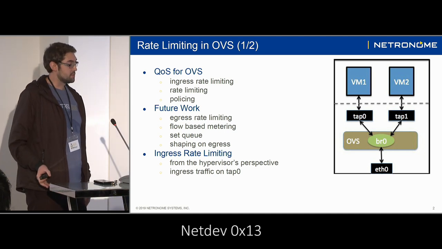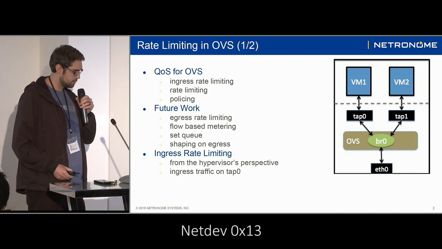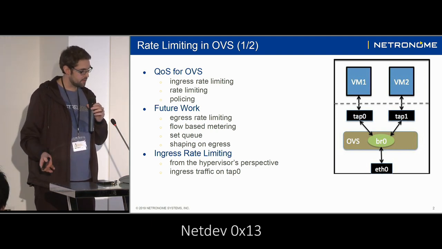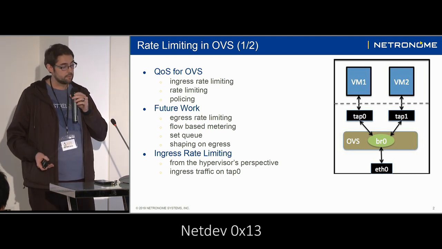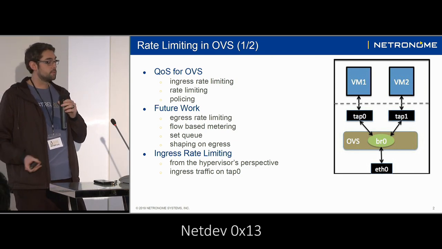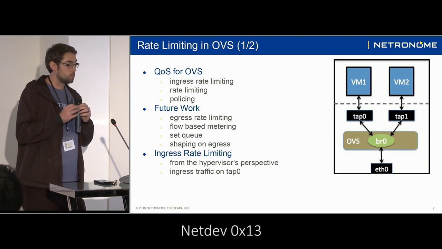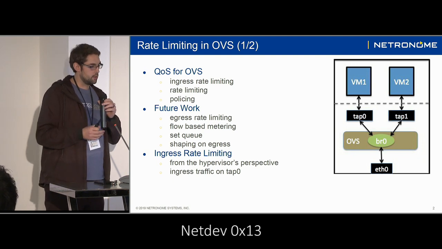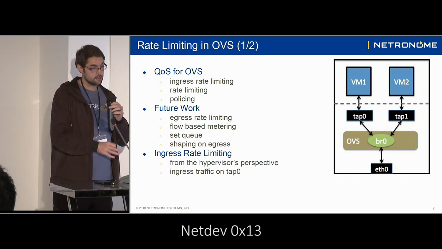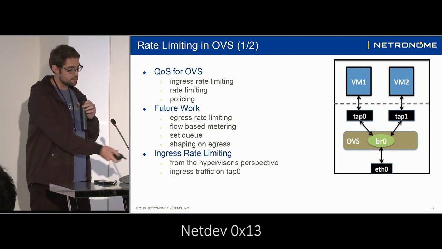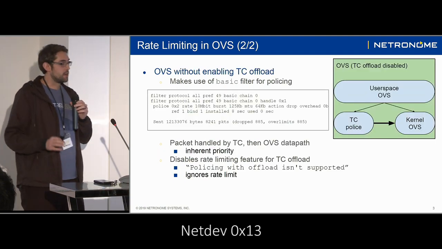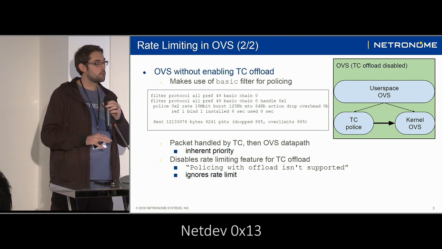What I'm not going to talk about right now, though we can discuss it in the questions, is future work like egress rate limiting, flow-based metering set with VRSetQ, or shaping on egress. In terms of ingress rate limiting, we're talking about it from the perspective of the hypervisor. So that's the ingress traffic on tap zero. In the diagram, I shamefully stole this diagram, but you'll see the source later. So let's look at OVS traditionally, before TC offload.